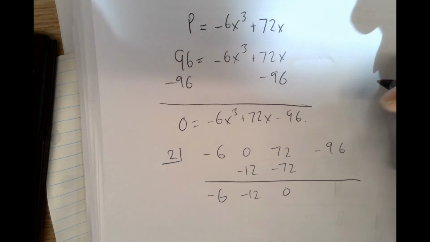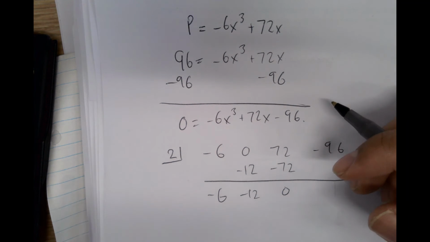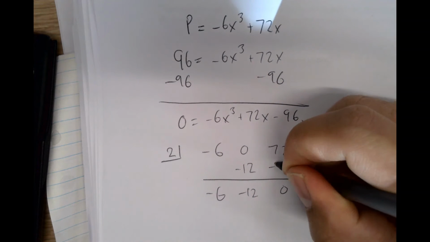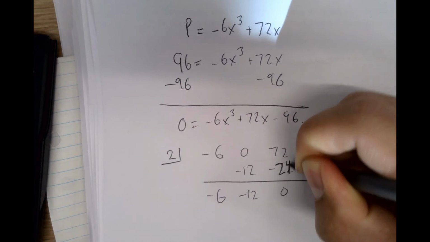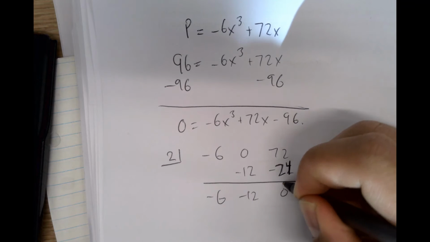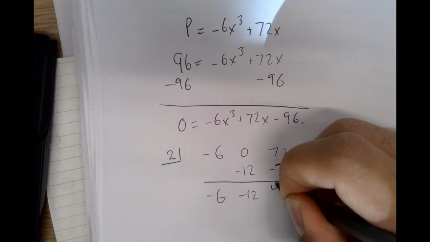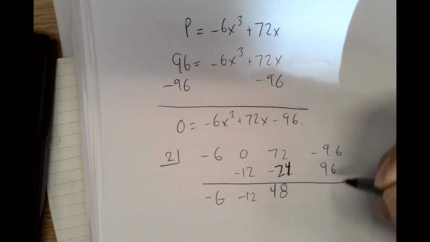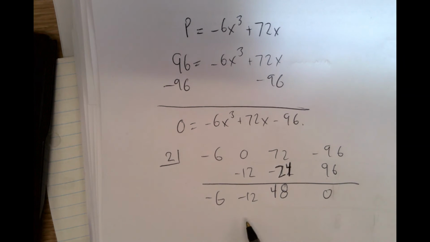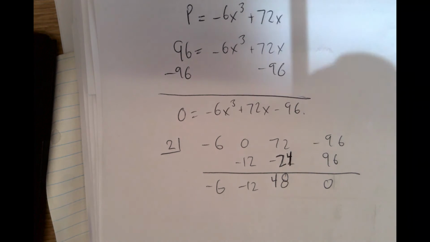I feel like I messed up somewhere. 2 times negative 12 is not... I think this is 48. Sorry, that was my bad. I did negative 12 times 2, somehow I put 72. So you can see here that 2 is indeed a factor, right? So that means 2 is a possible solution.